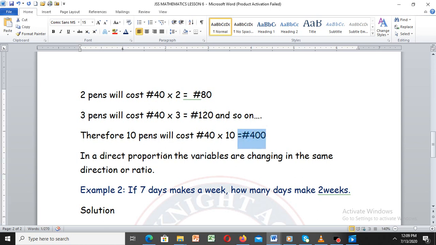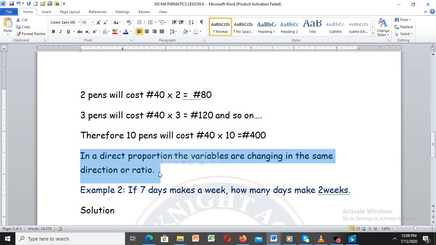In a direct proportion, the variables are changing in the same ratio.